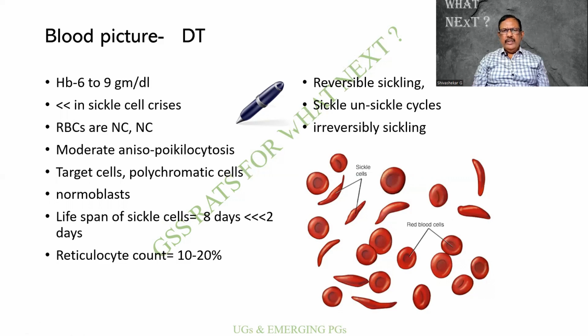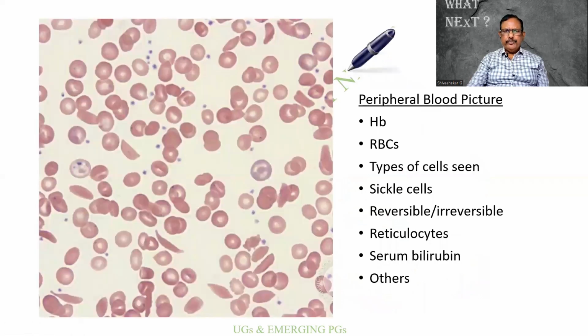But later on, you find that the hemoglobin S becomes rigid. It is called as irreversible sickling, as a result of which you find that the lifespan can be reduced to as low as 2 days. Retic count is increased 10 to 20%. Polychromatic cells, that is the reticulocytes in the peripheral smear, can be seen. Target cells are specific, particularly when there is going to be a combination of sickle cell anemia and thalassemia.